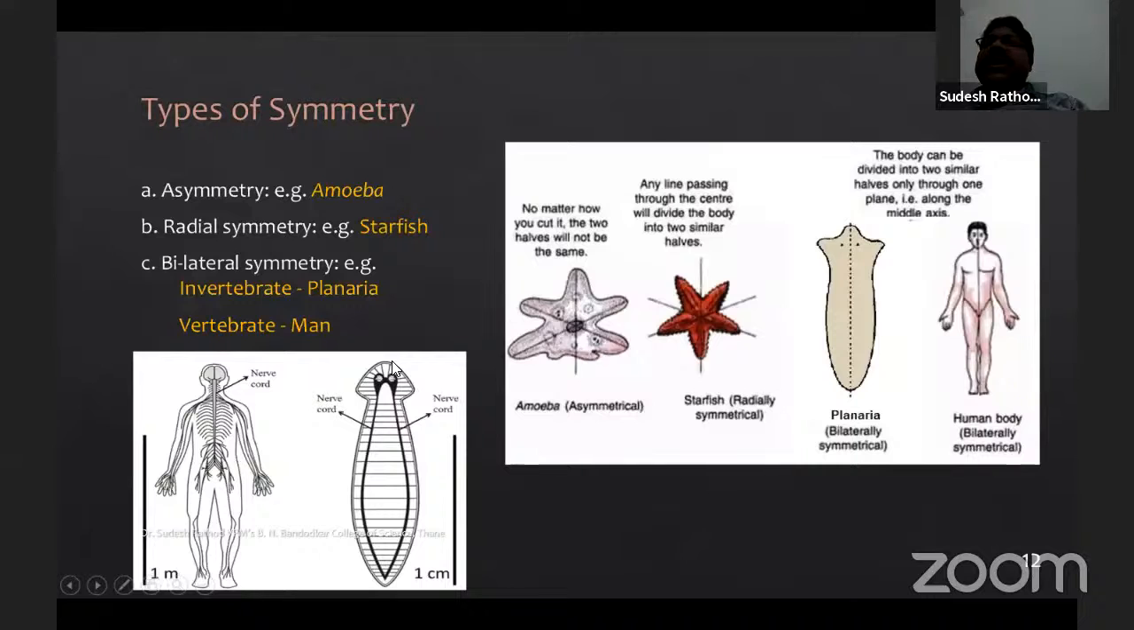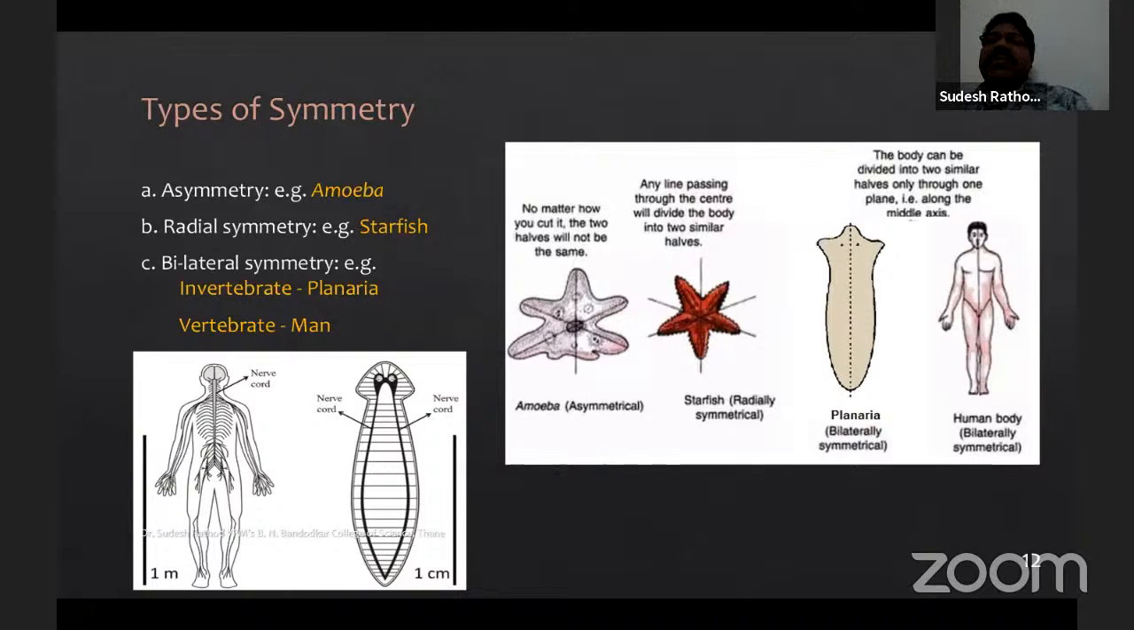Now talking about different kinds of symmetry, asymmetry is there in sponges and amoeba. Then radial symmetry is there in starfish. It is also known as pentamerous radial symmetry, because starfish can be cut into 2 mirror images along altogether 5 axes. And that's why it is pentamerous radial symmetry.